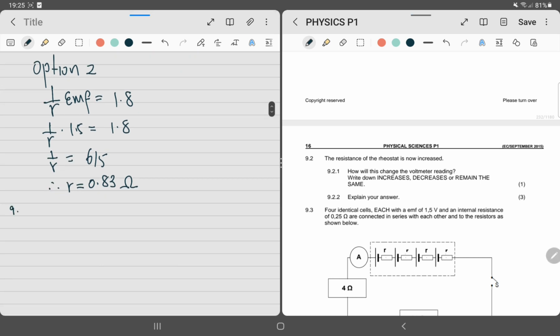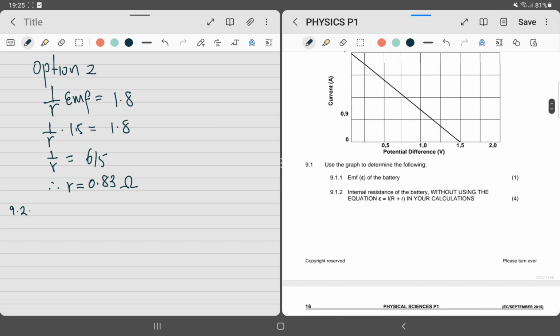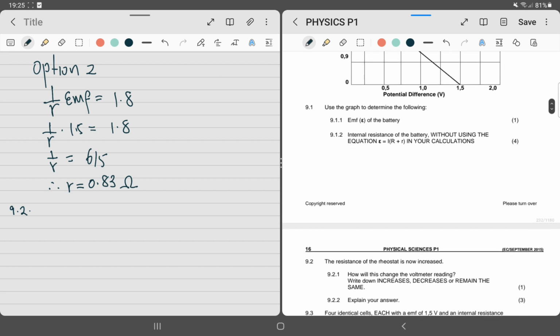9.2. The resistance of the rheostat is now increased. How will this change the voltmeter reading? Write down increases, decreases, or remains the same. So we are increasing the resistance. When we increase the resistance, the current should decrease. An increase in resistance causes a decrease in the current.